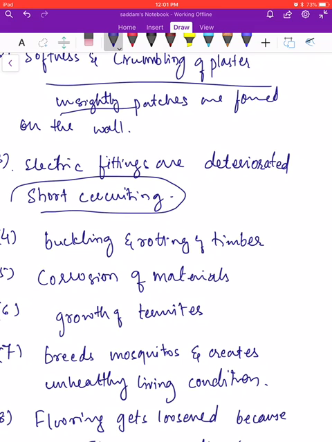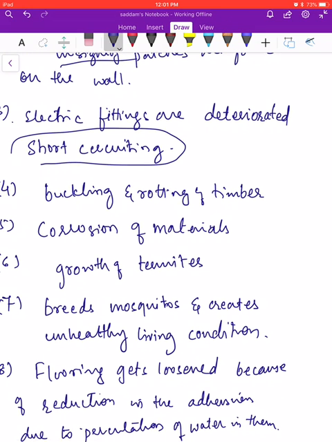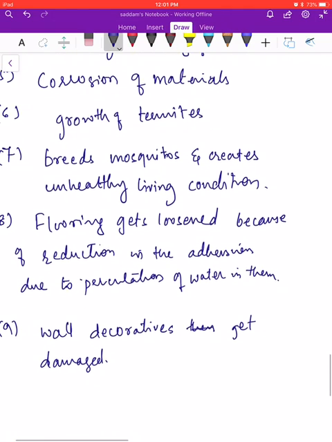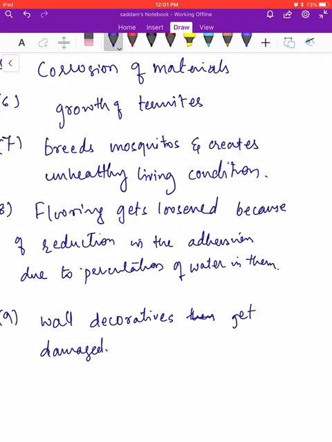Corrosion of material is observed. Growth of termites is observed. Breeding places for mosquitoes, and it will create an unhealthy living condition. Flooring gets loosened because of reduction in the adhesion property, because of the percolation of water in them, in the tiles. Wall decoratives, if you have used any, get damaged. So these are the effects of dampness.